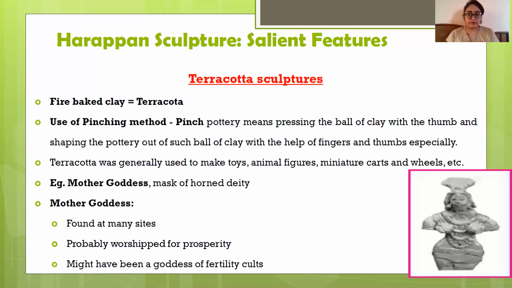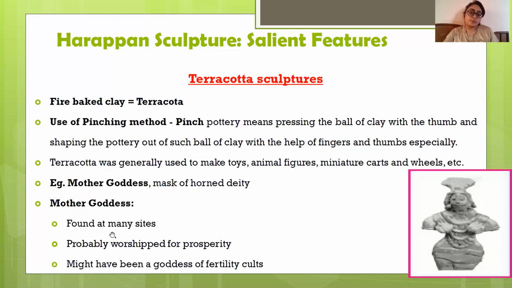What are the examples of terracotta sculptures of this period? So we have the mother goddess. Okay, here is the image of the terracotta sculpture that has been found in the Harappan civilization. The mother goddess. Now some features of the mother goddess. She has been found at many sites of Harappan civilization.